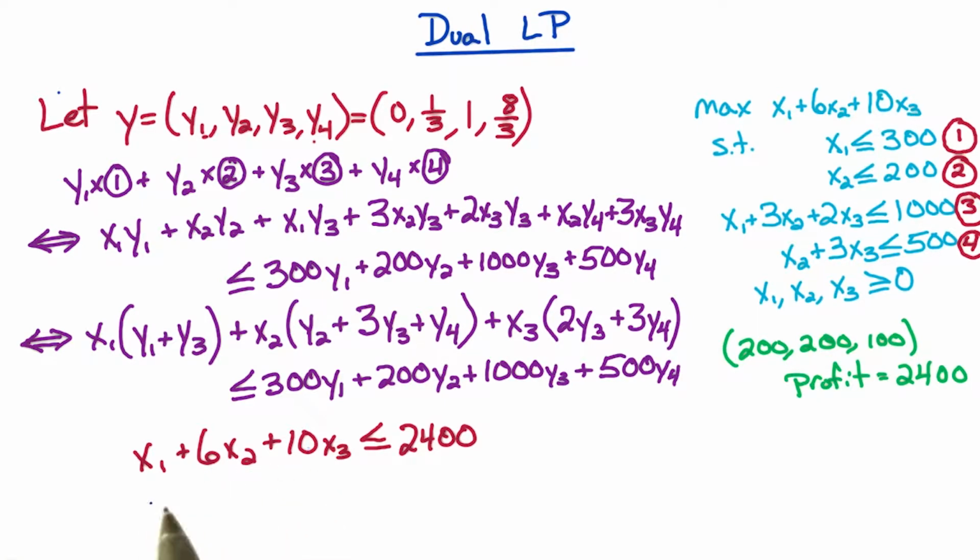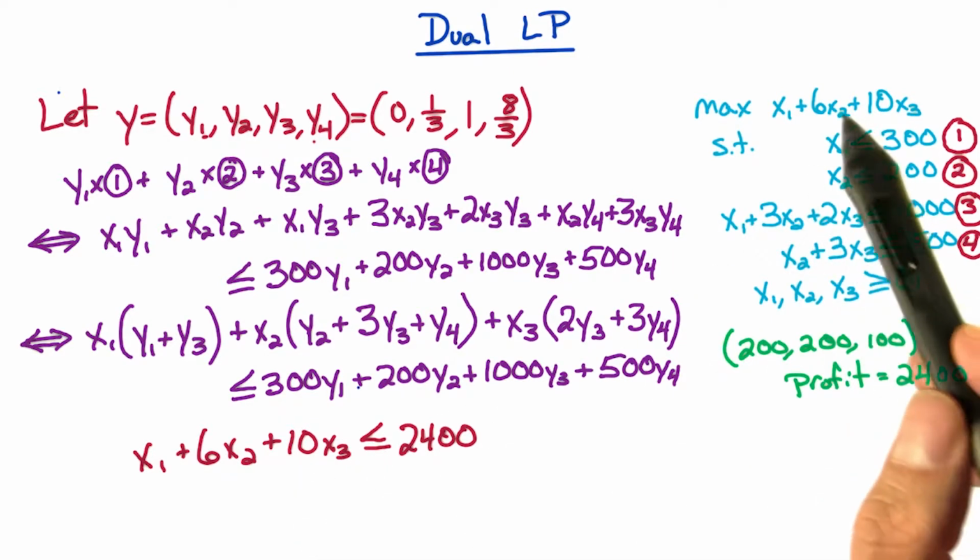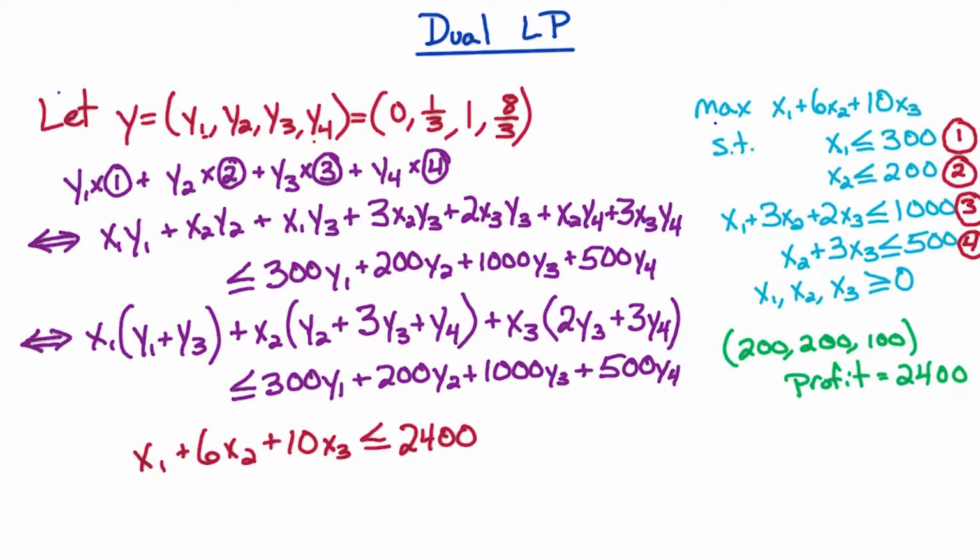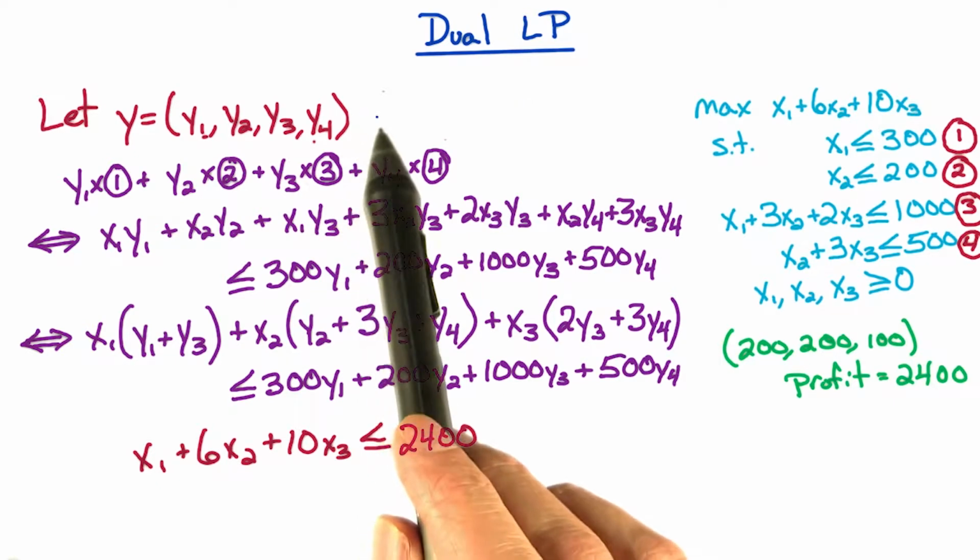If the left-hand side would have been x1 plus 7x2 plus 10x3, then that still would have served as an upper bound on the objective function. That would be only bigger, so any upper bound on that new function would serve as an upper bound also on the original objective function. So let's ignore this specific y.